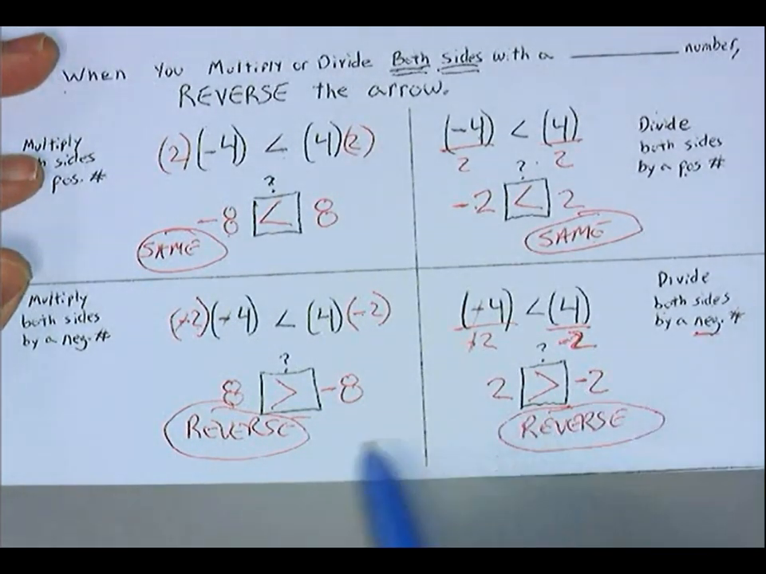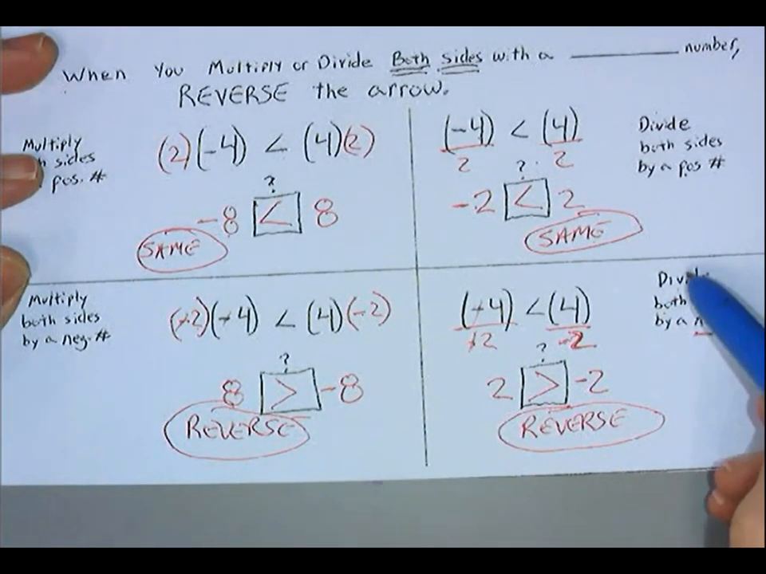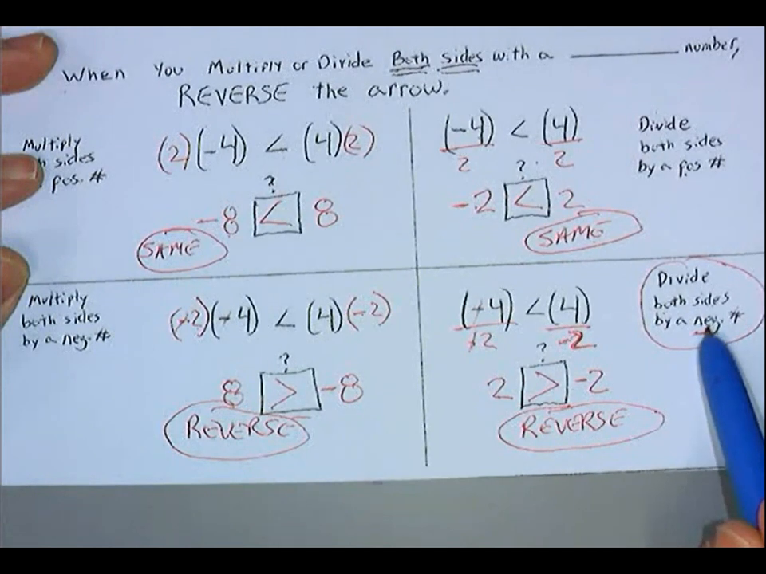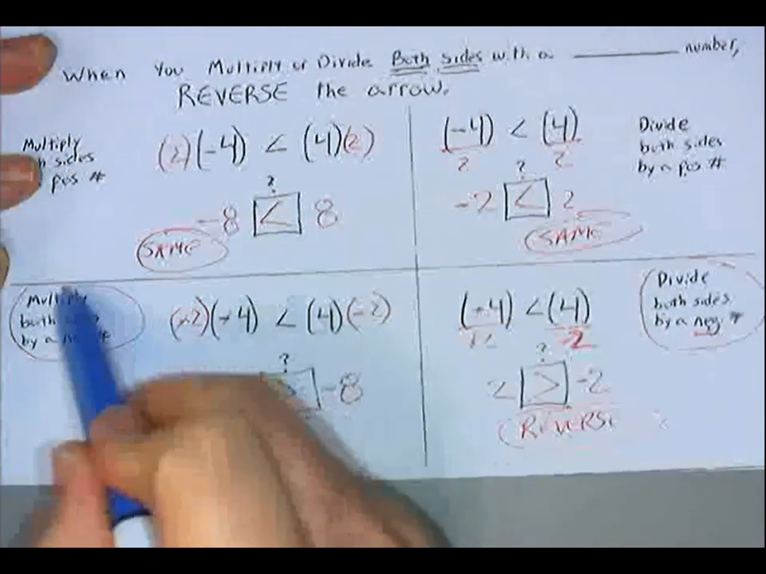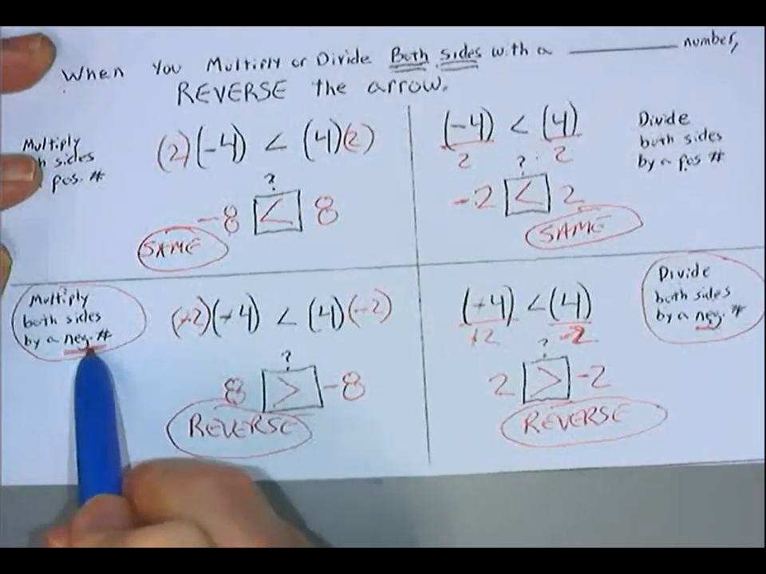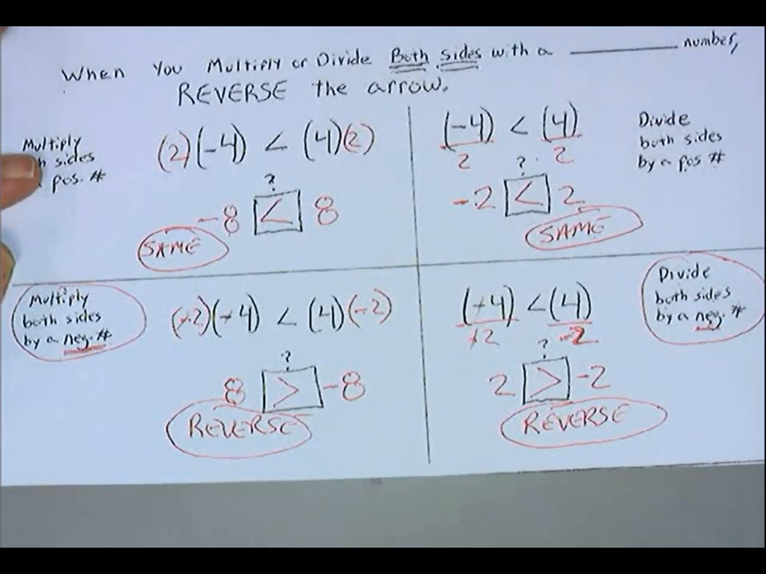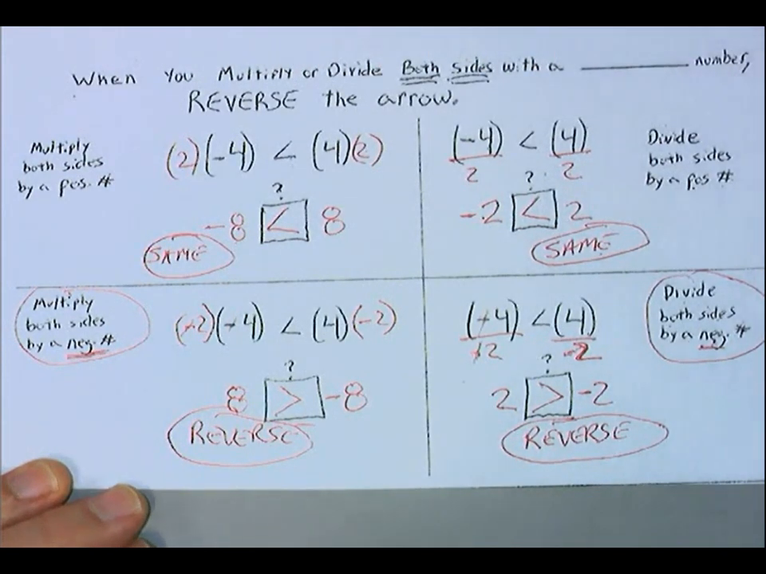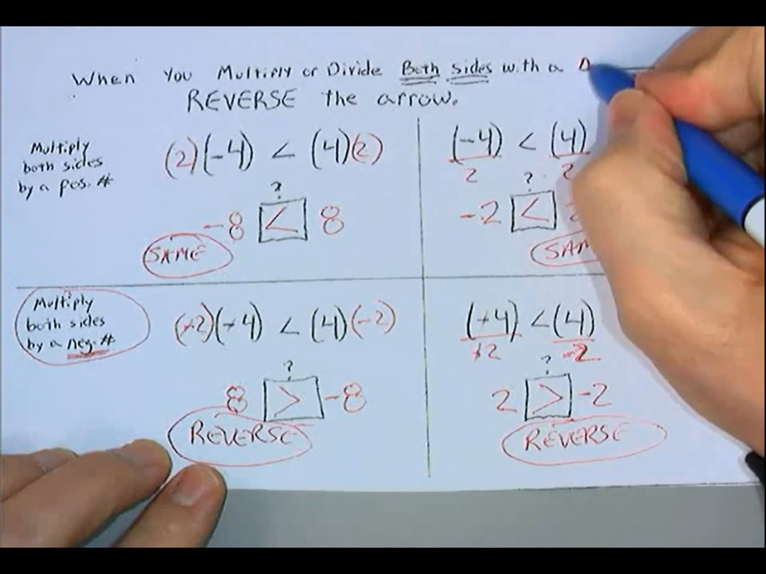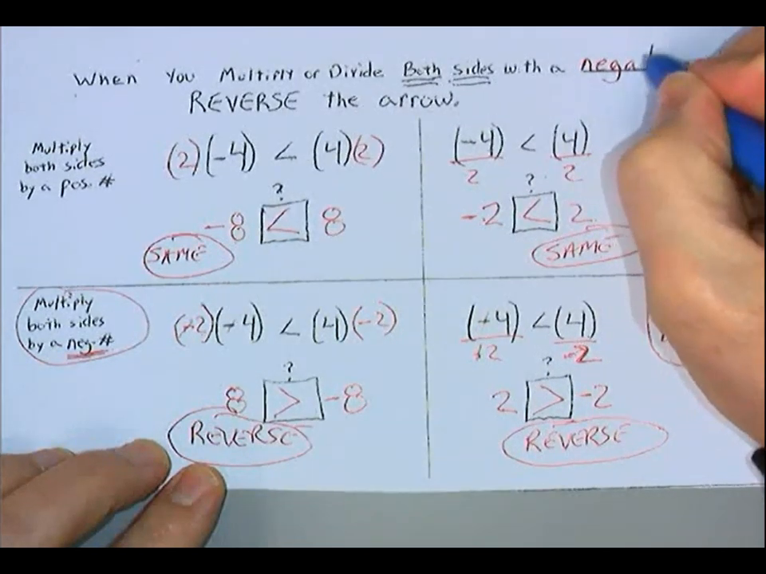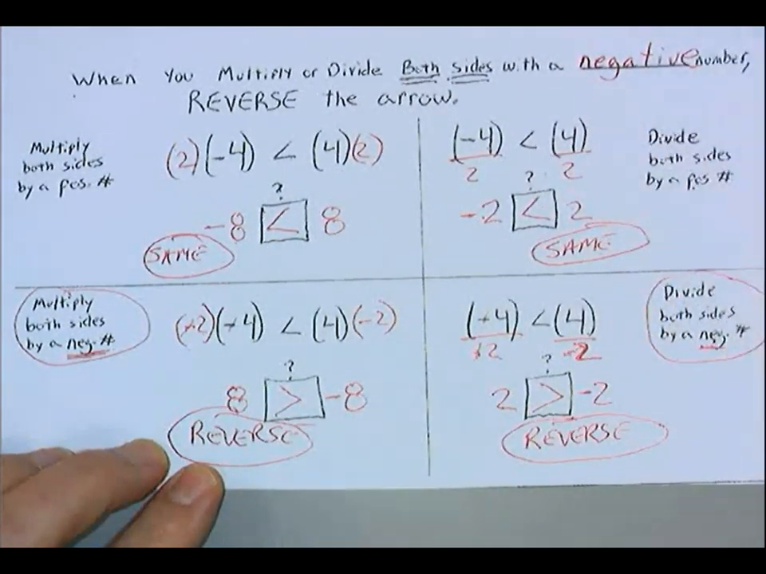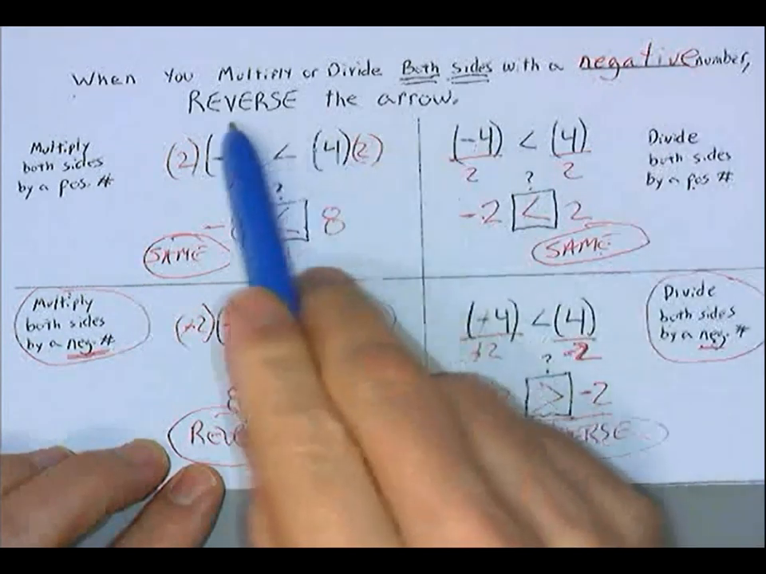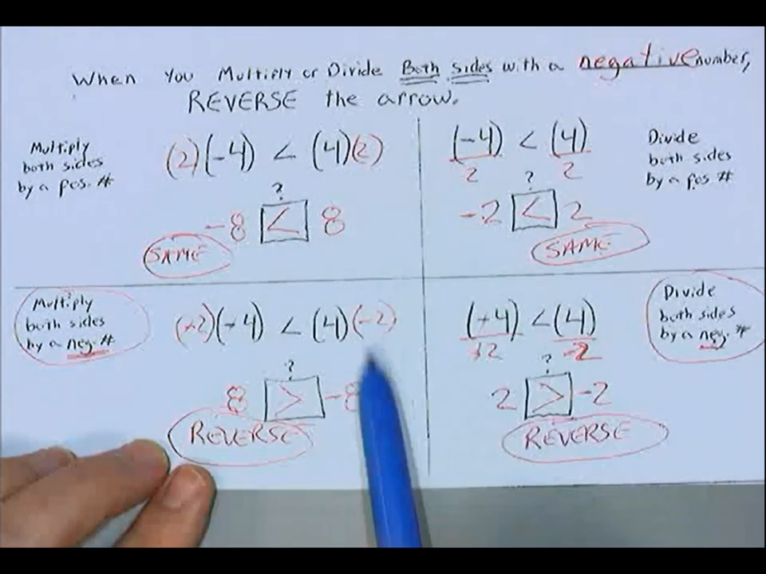Okay, so let's look at our results. We had to reverse twice: once when you divide with a negative number, and the other time when you multiplied by a negative number. That's when we had to reverse the arrows. So when you multiply or divide both sides by a negative number, you need to reverse the arrow to keep it true.